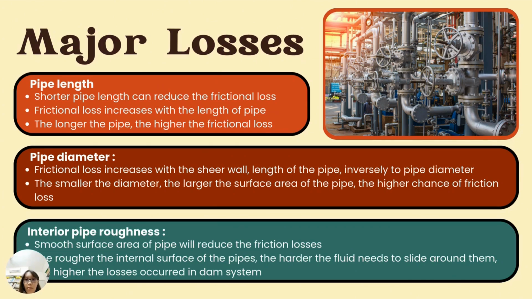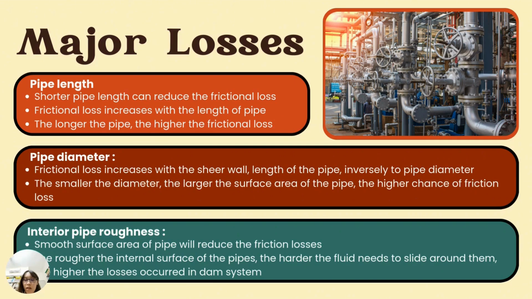The resistance can have significant impacts on efficiency. First, length of the pipe. Shorter pipe length can reduce the frictional loss. From the Darcy-Weisbach equation, frictional loss increases with the length of pipe. So, the longer the pipe, the higher the frictional loss. Next, diameter of pipe. Also from the Darcy-Weisbach equation, we know that frictional loss increases inversely with pipe diameter. This means that a smaller diameter of the pipe will have higher chance of friction loss due to the increase of the surface area of the pipe.